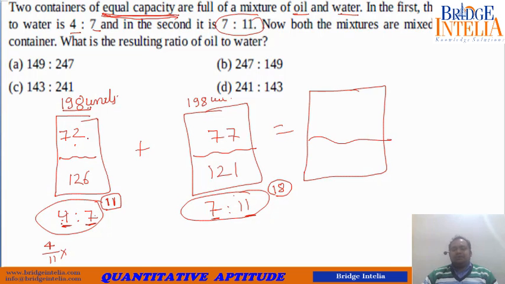What is the amount of elements in the final one? So 72 plus 77, so that is 149, and 126 plus 121, so that is 247. So this is the structure of the final resultant solution. So what is the ratio of elements? 149 is to 247.